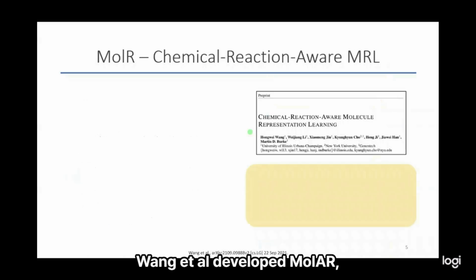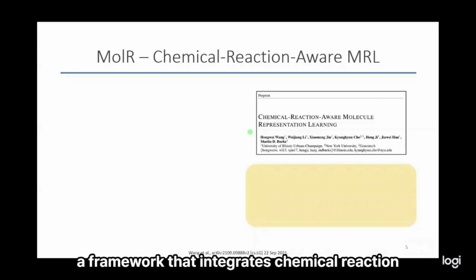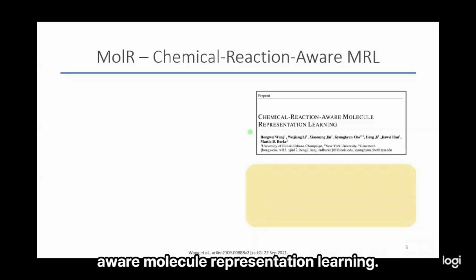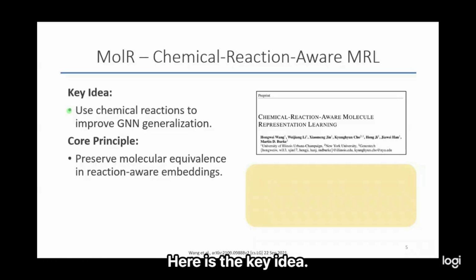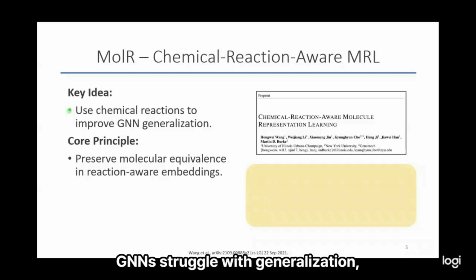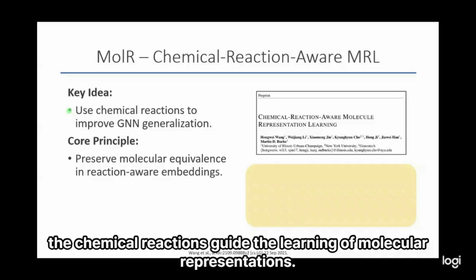Wang et al. developed MolR, a framework that integrates chemical-reaction-aware molecule representation learning. He discussed this code in his publication in ARXIV in 2021. Here is the key idea. GNNs struggle with generalization, but we can improve this by letting the chemical reactions guide the learning of molecular representations.